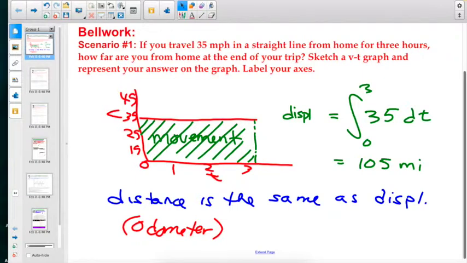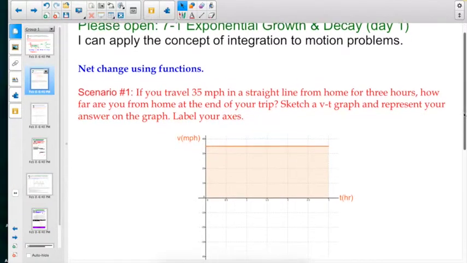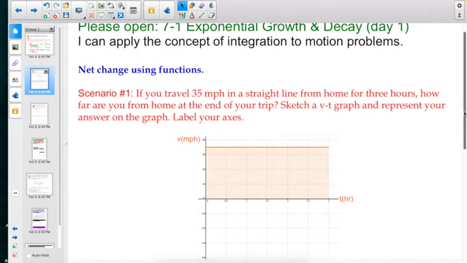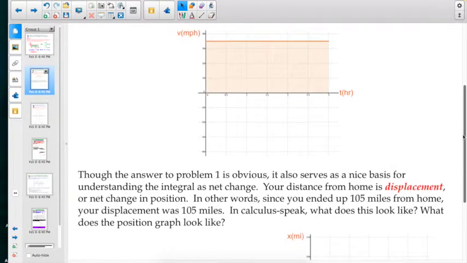Okay, so we're going to switch this up a little bit. We're going to take a similar scenario on this next page. Okay, so we're looking at this concept of integration for motion problems, and this isn't the first time we've looked at it. We've looked at this before. So we travel 35 miles per hour in a straight line. So there's that graph you came up with just moments ago. Okay, and being able to articulate that is that represents our displacement.